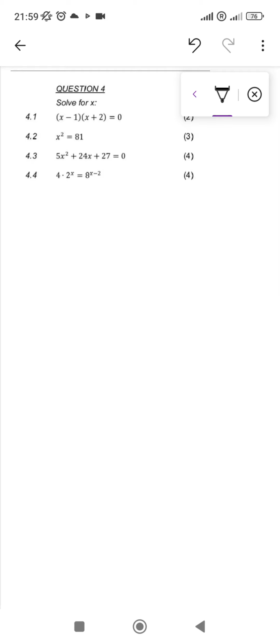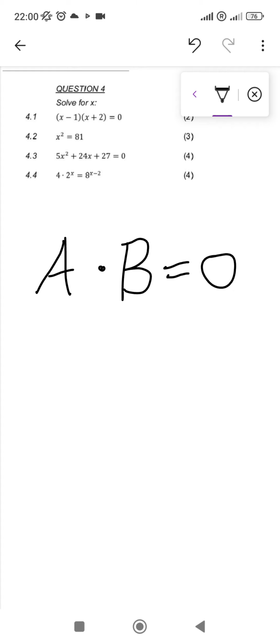Alright, let's deal with some of these quickly. 4.1. Here we have something multiplying by something equated to 0. Okay, so let's put that again. We have something multiplying with something and their product is 0. When you have two things multiplying and their product equals 0, one of them must be 0.